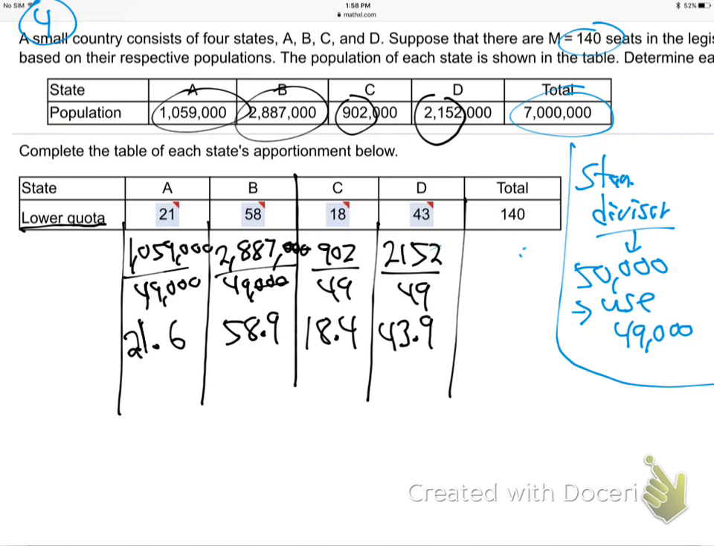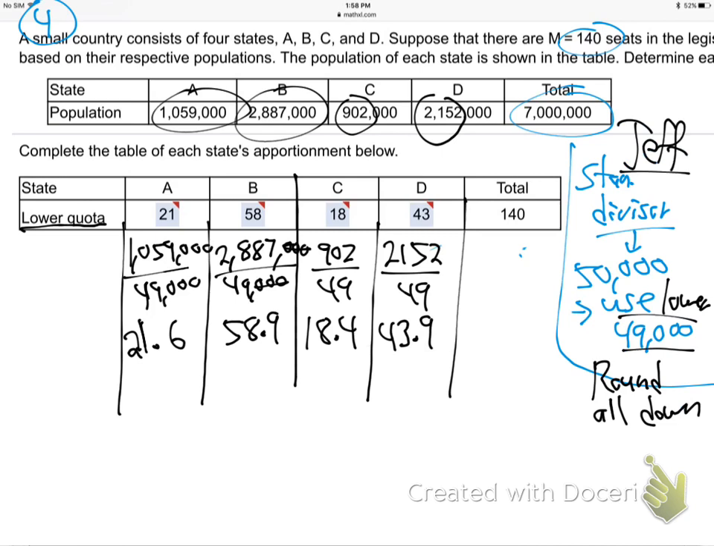Now, what are we supposed to do? What did Jefferson say to do with those numbers? He says use a lower standard divisor, which we did, and he says round all down, right? This is Jefferson's way. Jefferson, not Jeff, Jefferson's way. Lower divisor, round everybody down.